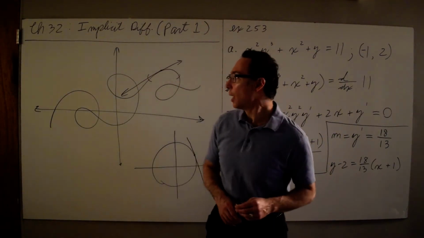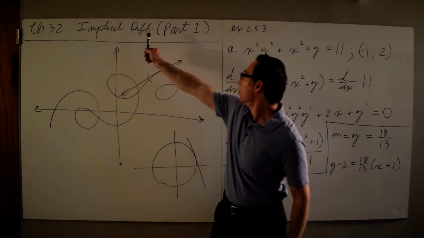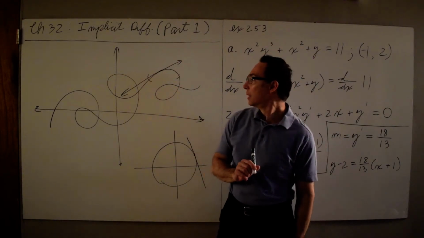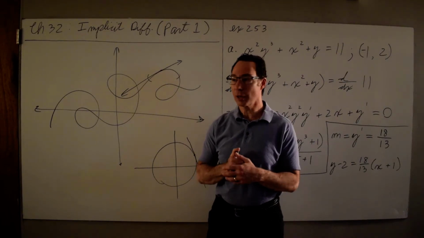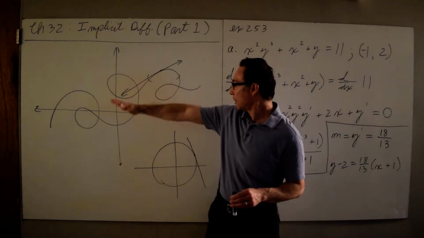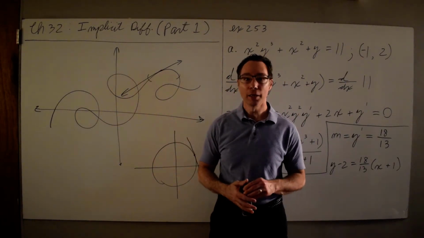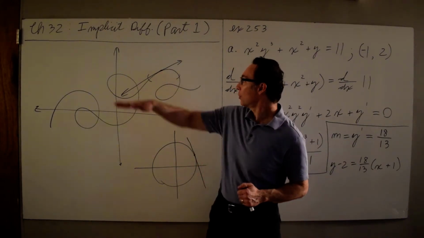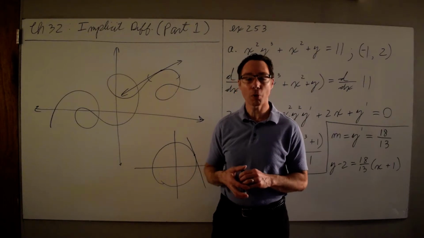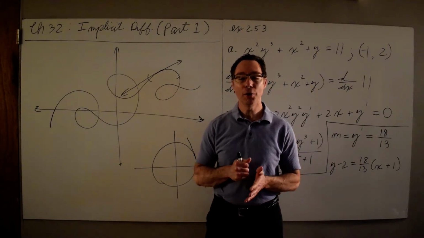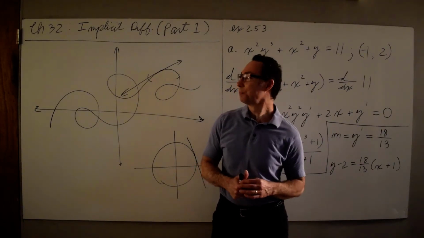This is the first video on Chapter 32, Implicit Differentiation. And you'll notice when you turn to this chapter, there are no definitions, there are no theorems, there are only examples. What I usually tell my students in class is the reason for that is you already know how to do these problems, you just might not know that you know how to do them.